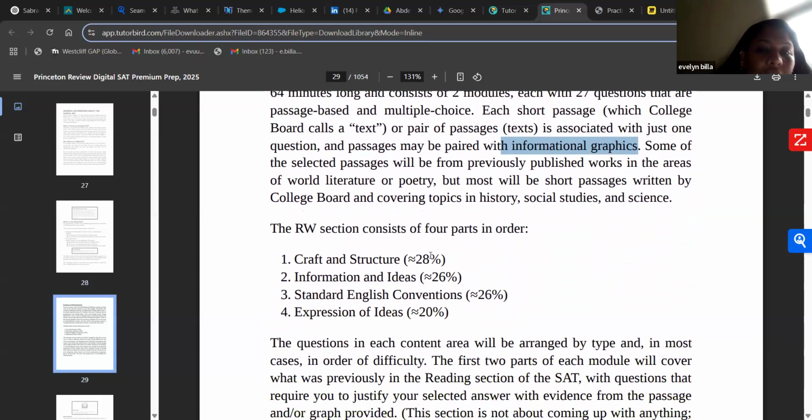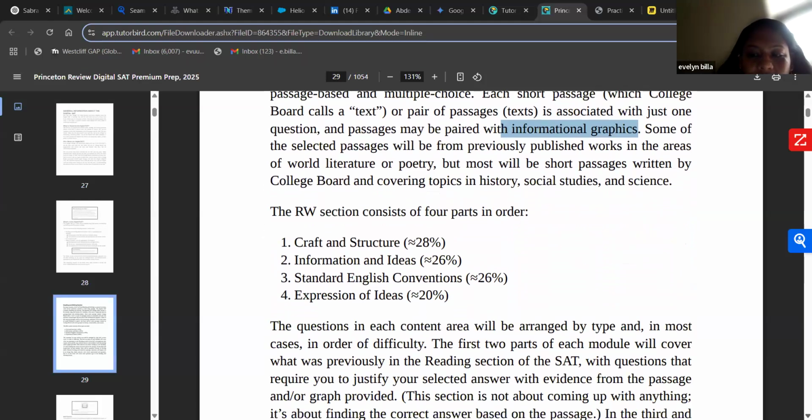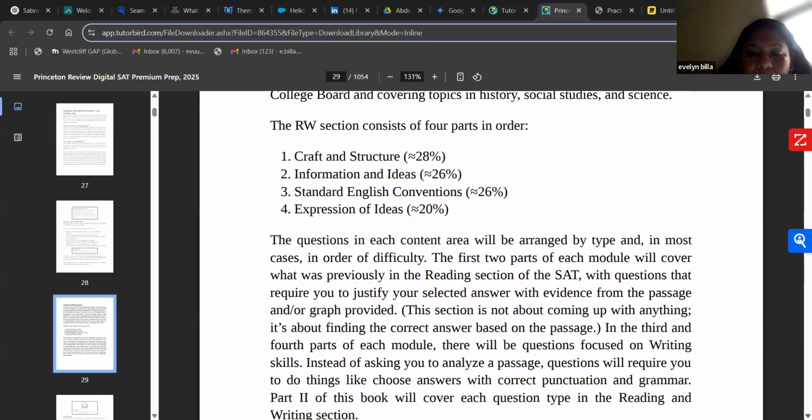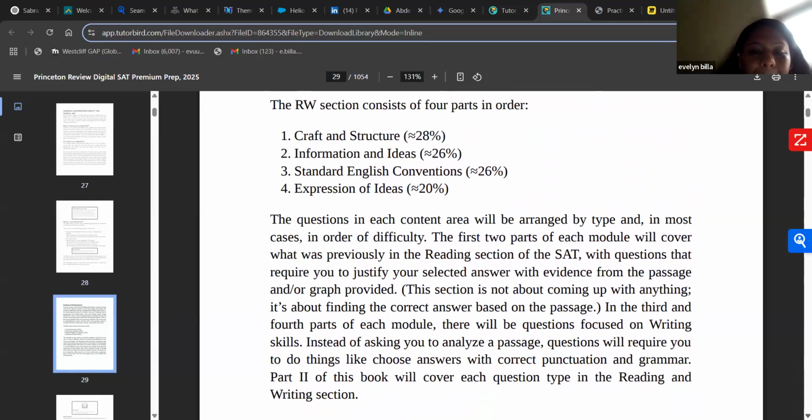The RW section. Okay. Since Hasi read it, Sanvi, go ahead and read till the end of the page, the section. Do I read the paragraph?